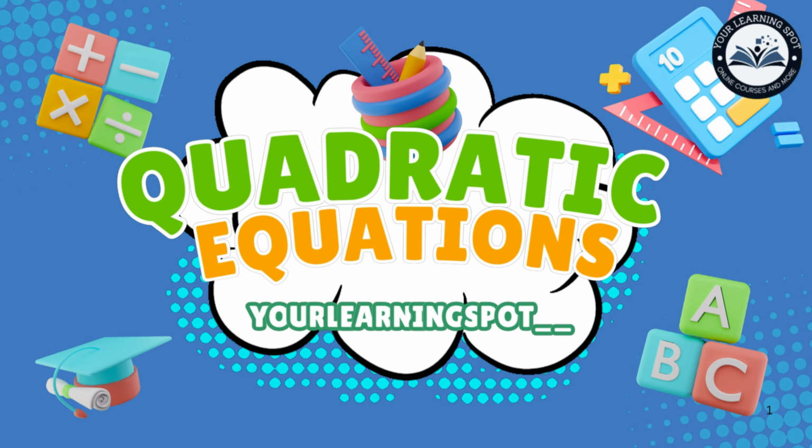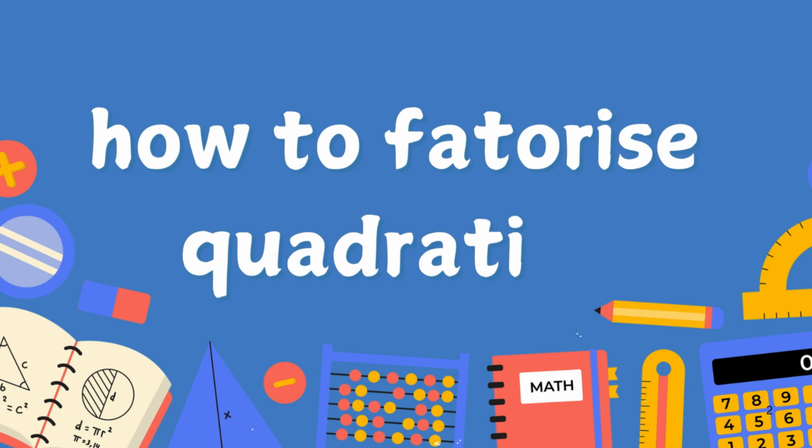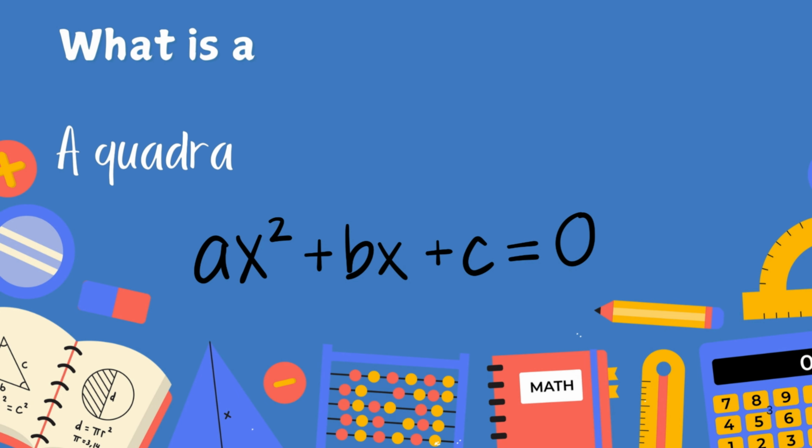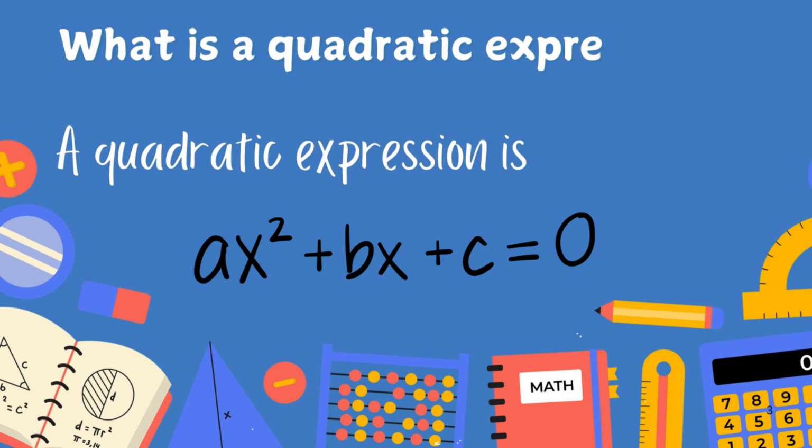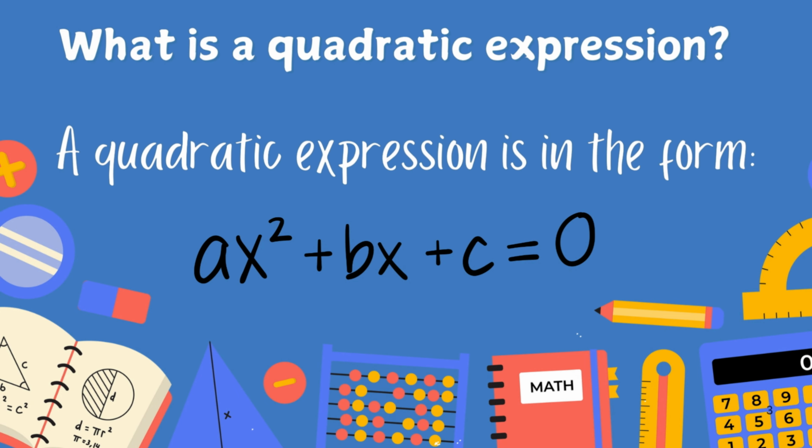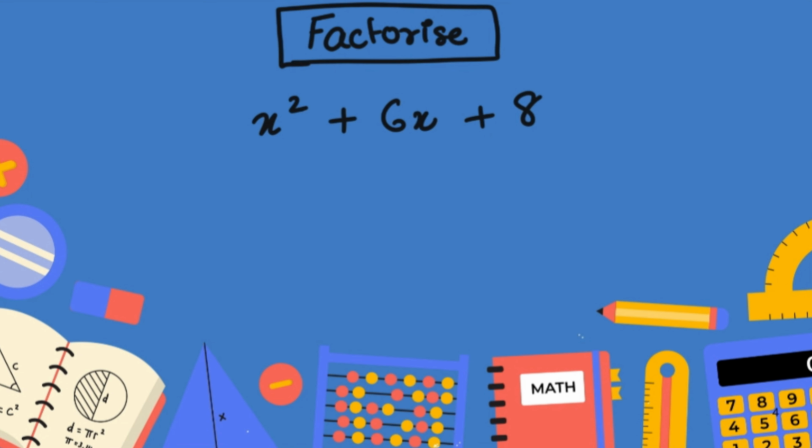In today's class, we are going to learn how to factorize the quadratic expression. Now, what is a quadratic equation or expression? The quadratic expression is an expression in the form of ax squared plus bx plus c equals 0. Right? Let us see how to factorize the quadratic equation.